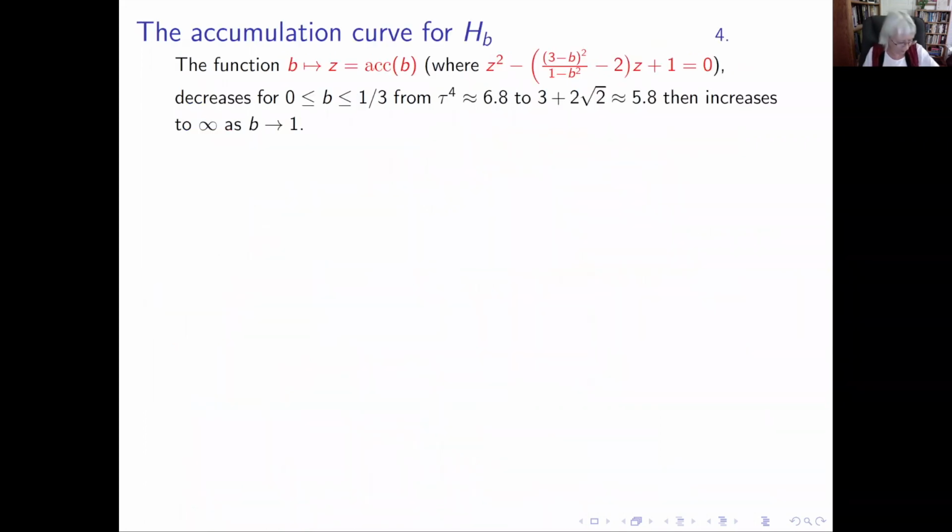Okay, so what is this curve? It's a function z goes to acc z. Z goes to acc b, where it's this quadratic. And it's not a one-to-one function. It's not injective.